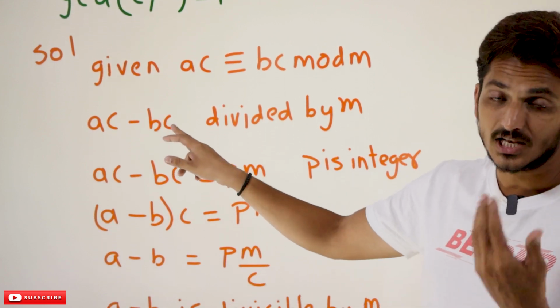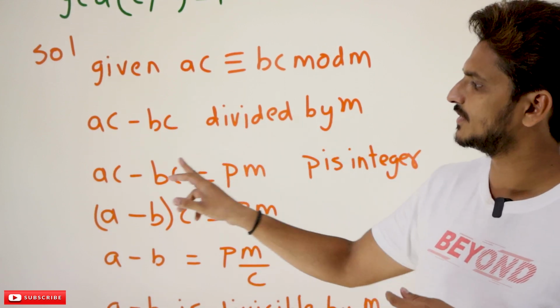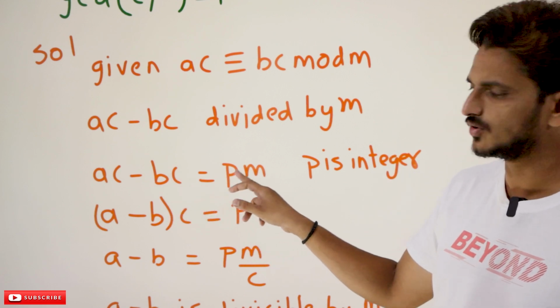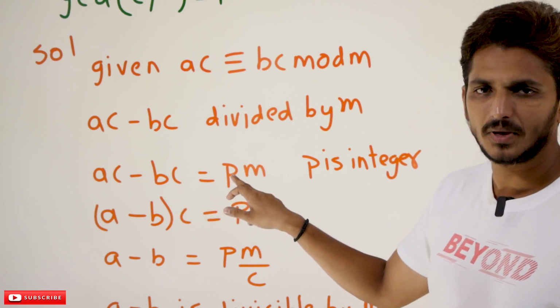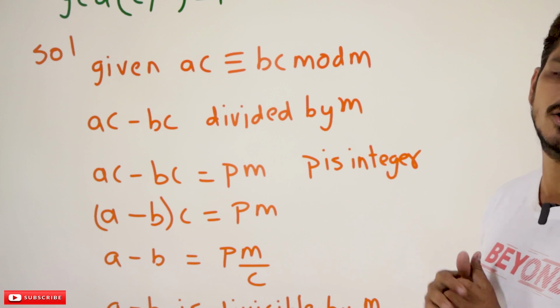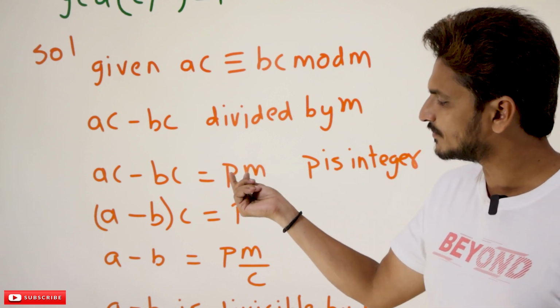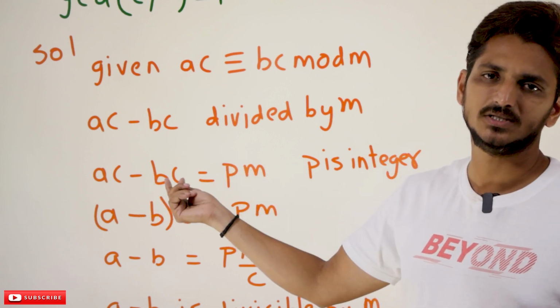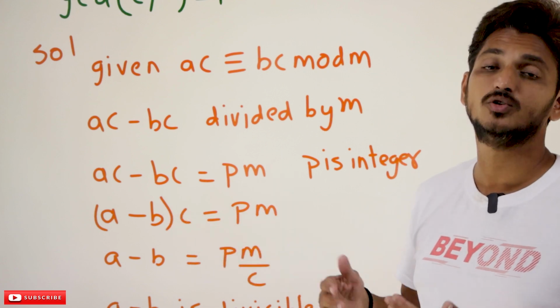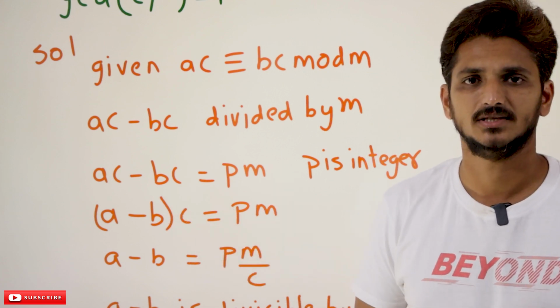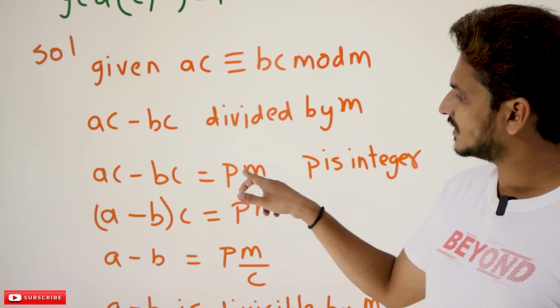AC minus BC value is divisible by M means this can be written as AC minus BC equal to M multiplied by some P. P is an integer value here. So M multiplied by some P is going to be AC minus BC. Then only we say that M divides AC minus BC. So this can be written like this.